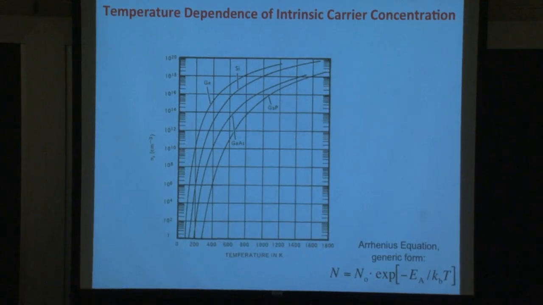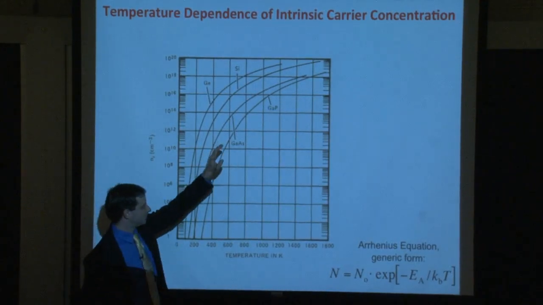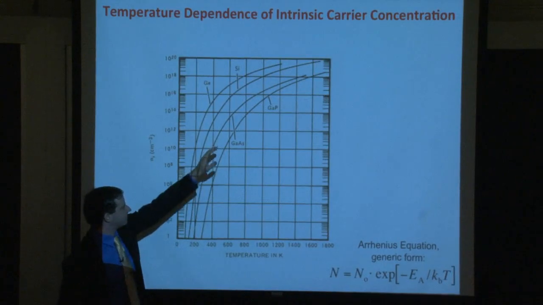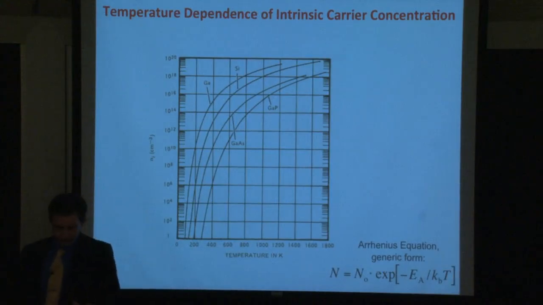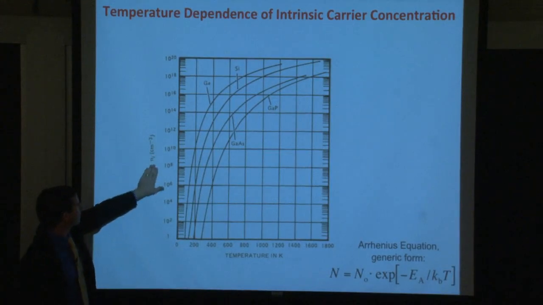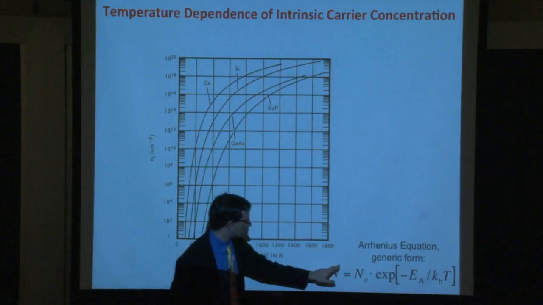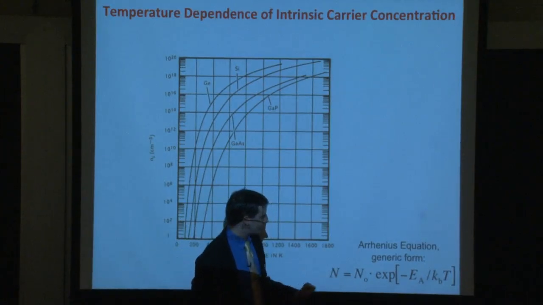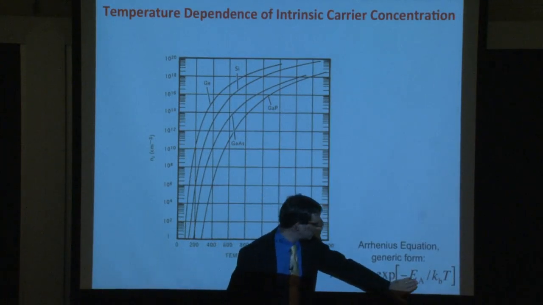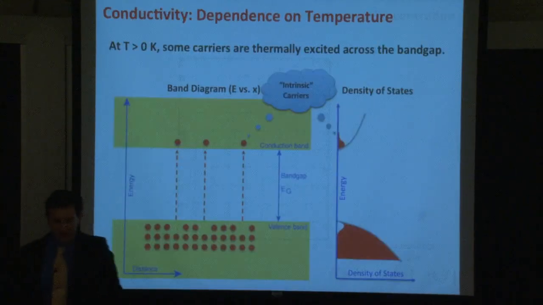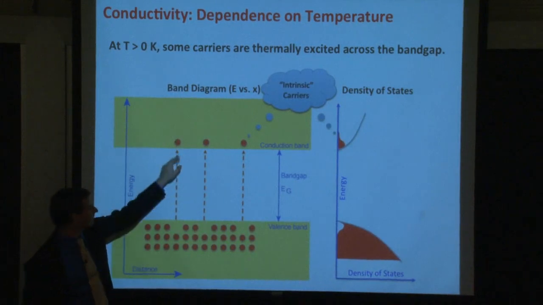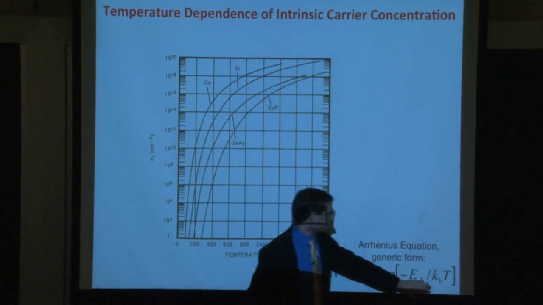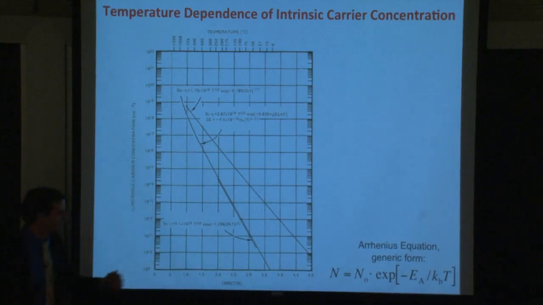So if we plot intrinsic carrier concentration as a function of temperature, we see a curve that looks like this, and it follows this expression right here, which is called an Arrhenius equation in a generic form. In this case, it would be intrinsic carrier concentration as a function of temperature. We'd have to substitute this big N here for intrinsic carrier concentration, some exponential prefactor, and then an activation energy. The activation energy being the energy needed to create that free carrier, right? The band gap energy in this case. The activation energy divided by kBT, the kBT being Boltzmann's constant times temperature in Kelvin.